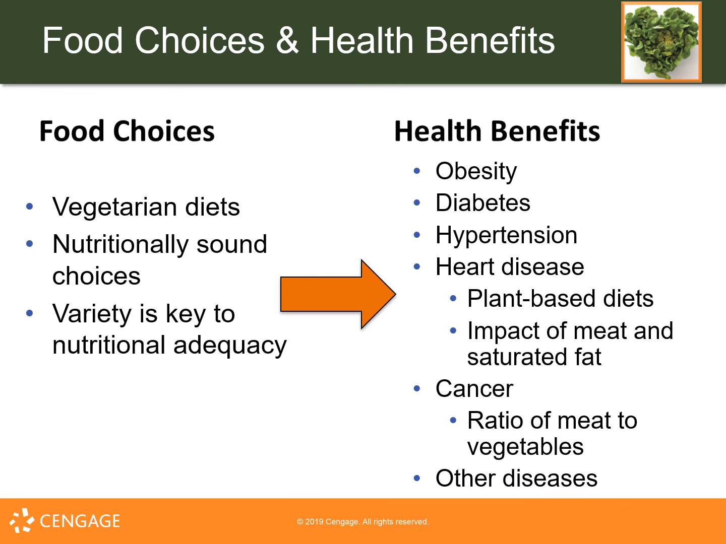Food choices and health benefits. So this slide shows how food choices translate into health benefits. So with nutritionally sound vegetarian diets, you may see a decreased risk for chronic disease with decreased intake of red and processed meat, as well as the increased consumption of fruits, vegetables, and whole grains.